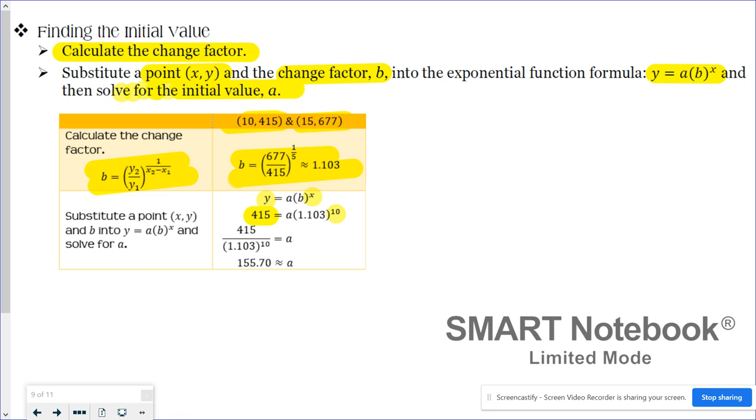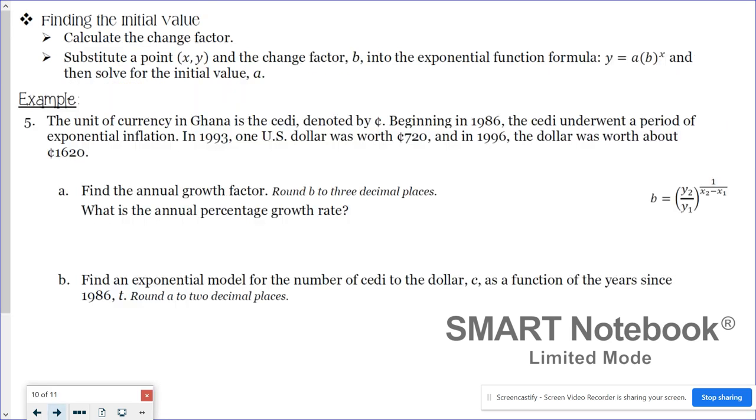Okay, so I made the substitution, and then I just need to solve for a. Basically that does involve dividing both sides by 1.103 to the 10th power, and that's what I'm doing right here. I calculated that and I got 155.7. So that would be the initial value of my exponential function. So let's see it in action in a modeling problem.